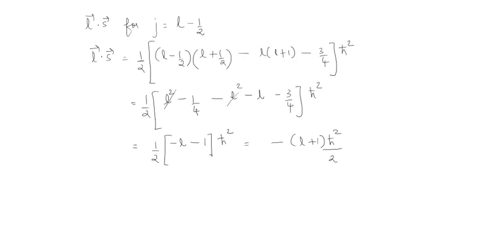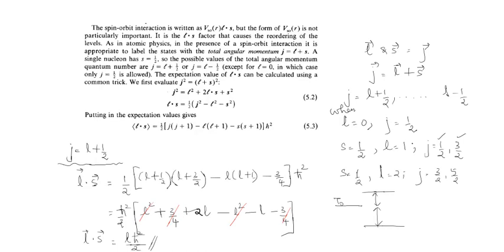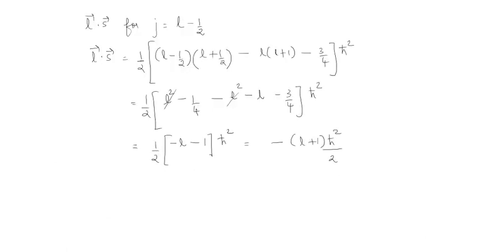Now can you tell me what is the difference between these? I see that one term is negative whereas the other L dot S was positive, right? This is positive L H cross square by 2 and this L dot S is negative L plus 1 H cross square by 2. Now can you tell me which level goes down?